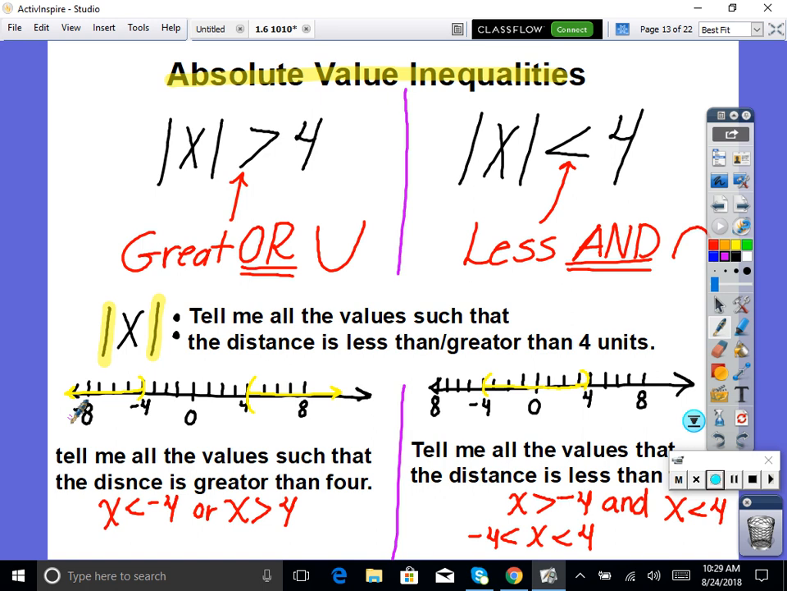Like you were saying, how would you say that in a word? So like really our answers here would be negative infinity up to -4. That all fits the criteria. And then 4 to infinity.